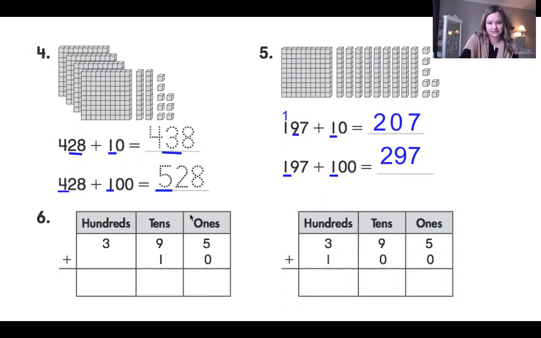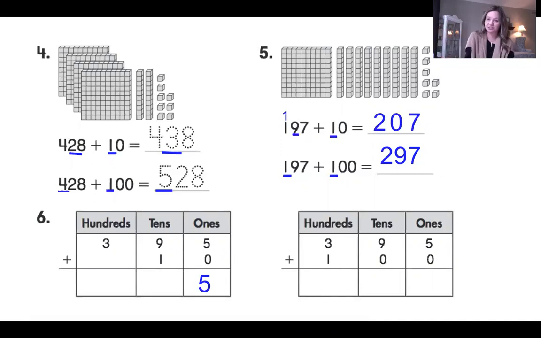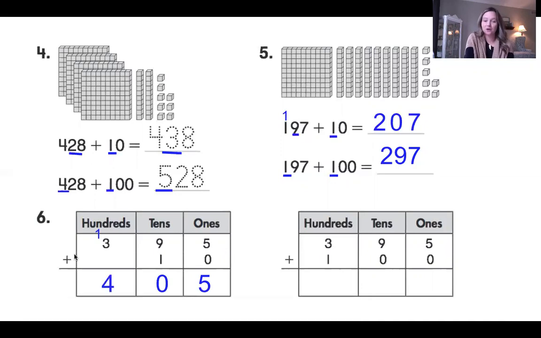Are you seeing the pattern and looking at place value while doing this? Let's try number 6. So here we're doing 395 plus 10. So 5 plus 0 is 5. Our ones stay the same. Over here, we're adding our tens. 9 plus 1 we know is, here it is again, 10. We cannot put 2 digits in one box. So we put down the 0 and carry the 1. 1 plus 3 gives us 4. 405 is our answer.